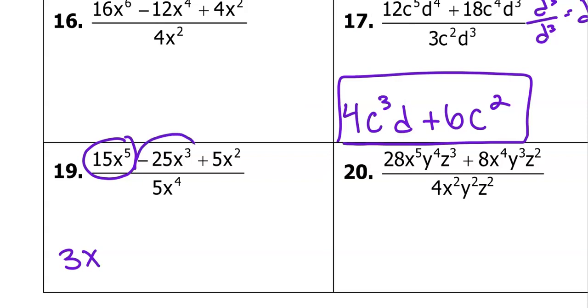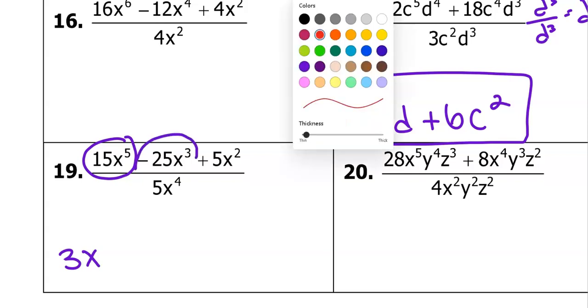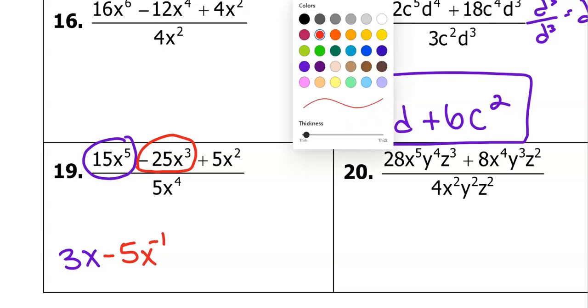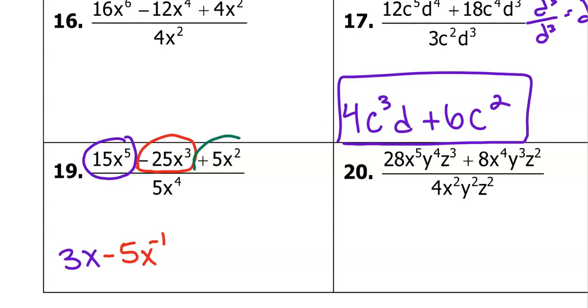Okay, now let's do this middle piece. We're going to get to it. What is negative 25 divided by 5? Negative 5. What is x3 over x4? Negative 1. I'm going to move stuff later. And now this last piece. 5 divided by 5. It's a positive 1. x2 over x4. Negative 2.